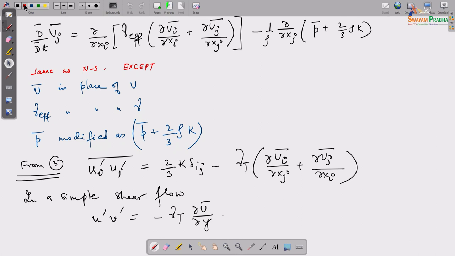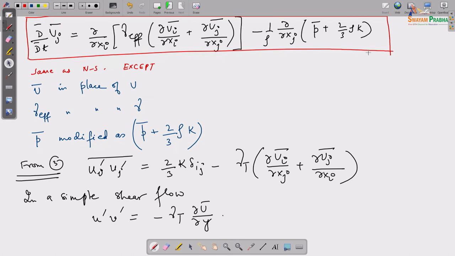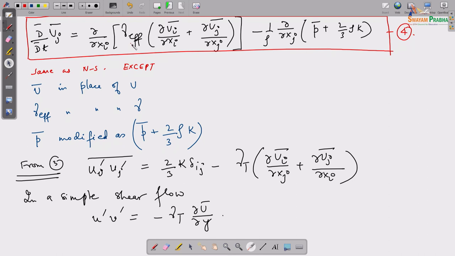So I think I should write this down. We'll discuss this a little more. I just wrote down the equations first because there are quite a few. I'll call this 4. If you see how the equation changes, it is again the Navier-Stokes equation, except for these modifications: gamma effective is here and the pressure is modified in this fashion. So again, it essentially boils down to the fact that we are looking at shear. I think we will stop here and take this up again in the next class. Thank you.